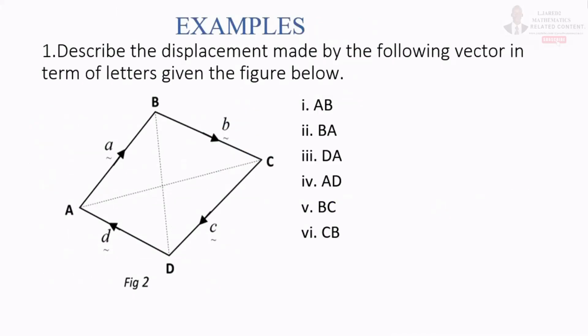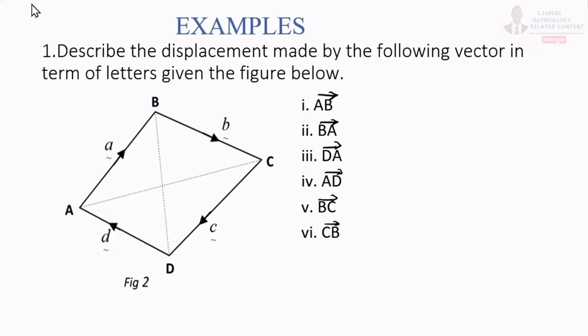Having talked about the classification of vectors, we have our sample question. Describe the displacement made by the following vectors in terms of letters given in the figure below. So we have our vectors here, and we are supposed to represent these vectors in terms of letters. Remember, these vectors must have arrows on them to show that they are vectors.